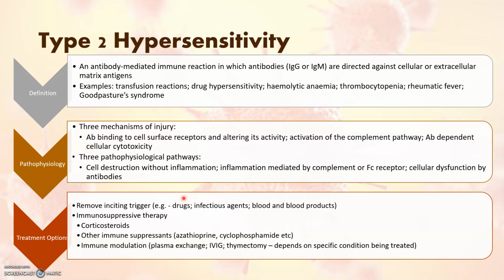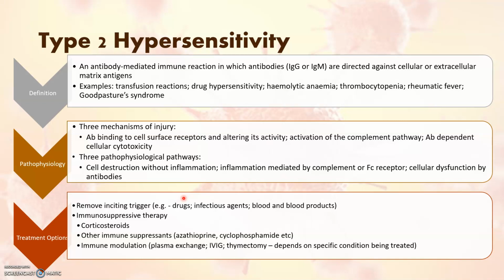How do we treat this condition? Well, the first step in treating type 2 hypersensitivity is to remove the inciting trigger. And remember, these may be drugs, infectious agents, or blood and blood products, as well as other allergens. But it's really important to remove the inciting agent so we can stop the cause of the problem.